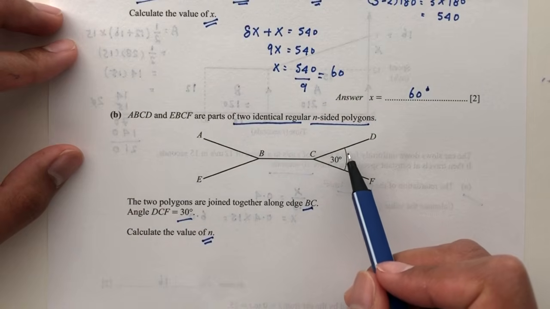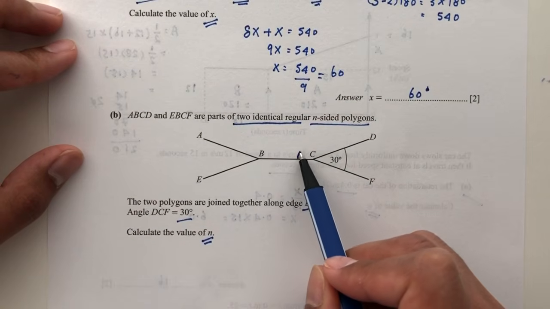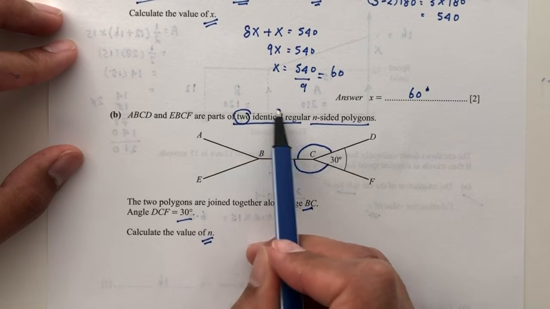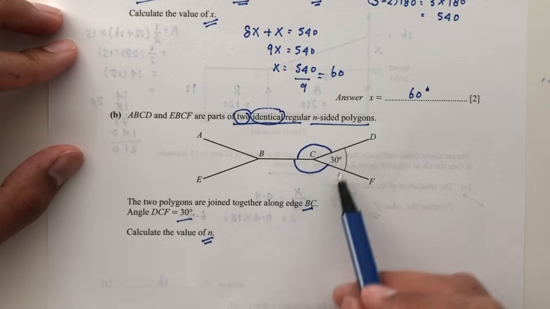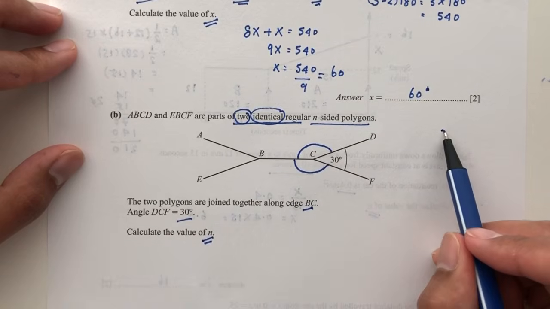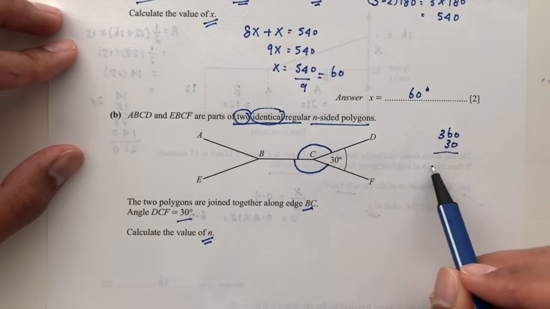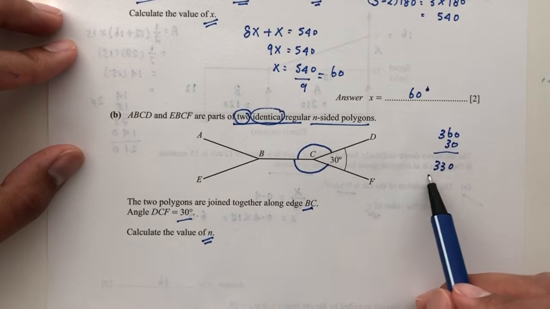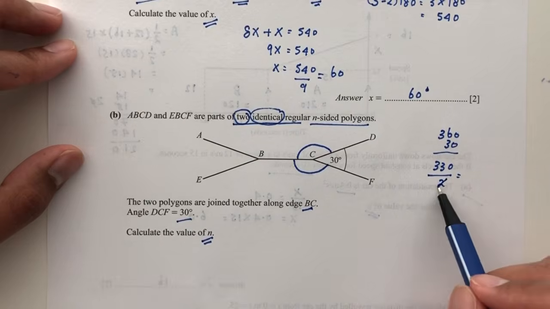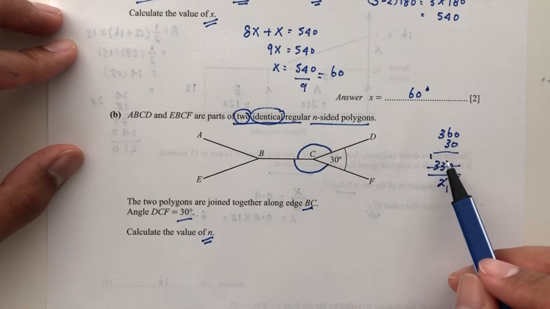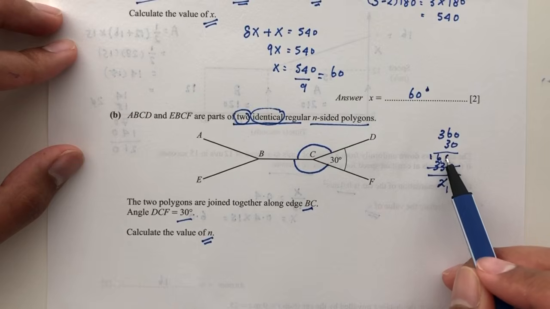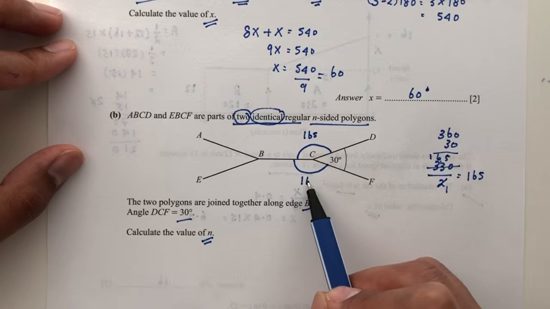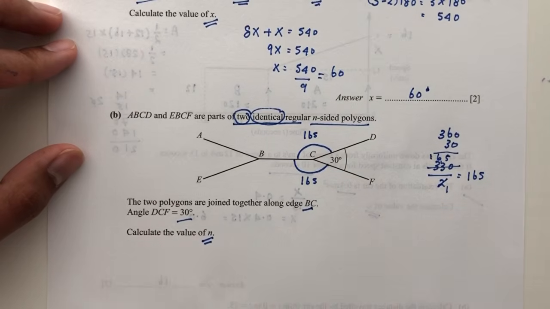So pretty easy. If this is 30, this angle here and this angle here are equal because it says two identical. So we know that the whole circle is 360. So what is remaining? 360 minus 30 will be 330. That is this one plus this one. Since they're the same, you can divide by 2. That will be 165. So 165 and 165 remaining for the interior angles.